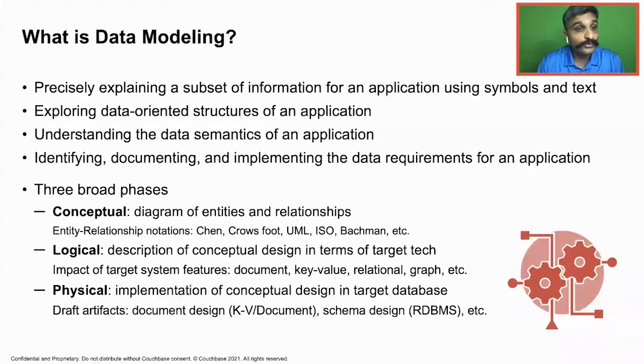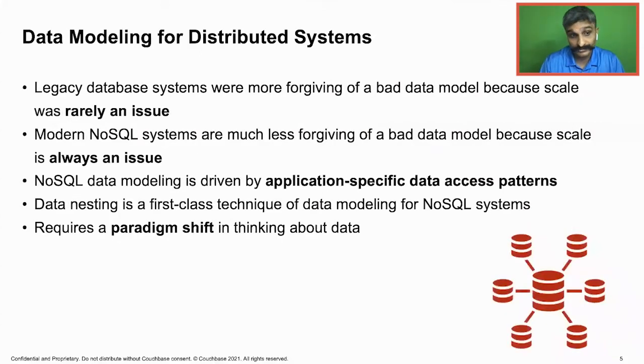When you look at data modeling for distributed systems, legacy database systems were more forgiving of a bad data model because scale was rarely an issue. But modern NoSQL systems are much less forgiving of a bad data model because scale is always an issue. You're always data modeling for scale, for exponential scale. NoSQL data modeling is mostly driven by application-specific data access patterns. How are you going to ingest data into your database? How are you going to retrieve data from your database? What is the flow of your application? It's all going to impact your data model. Data nesting is a first-class technique of data modeling for NoSQL systems, and this definitely requires a paradigm shift in thinking about data.